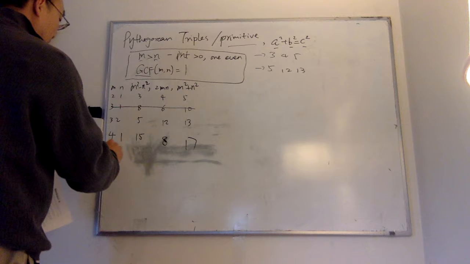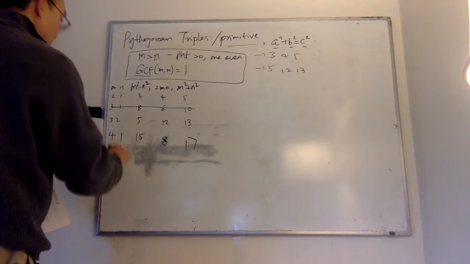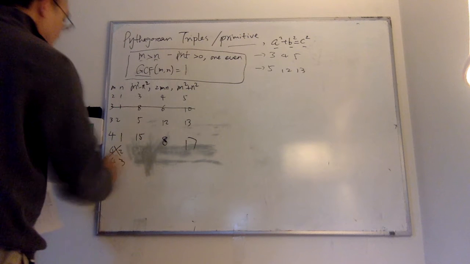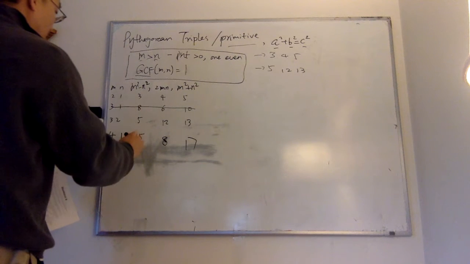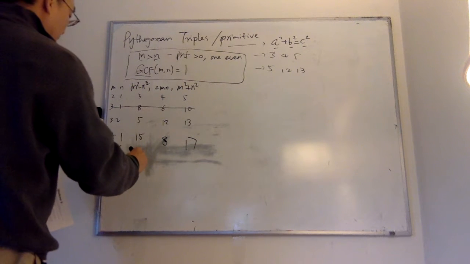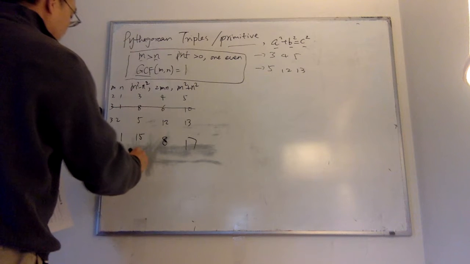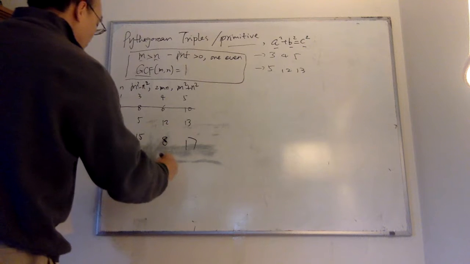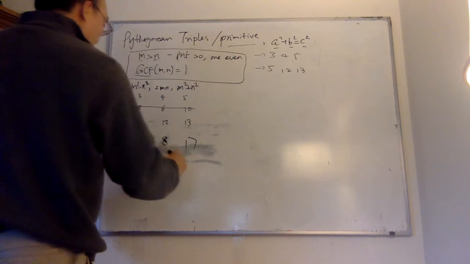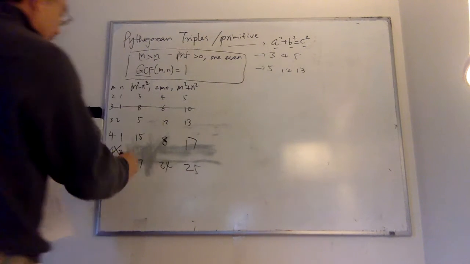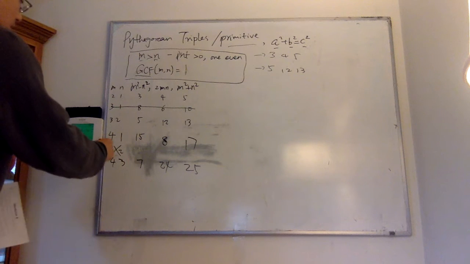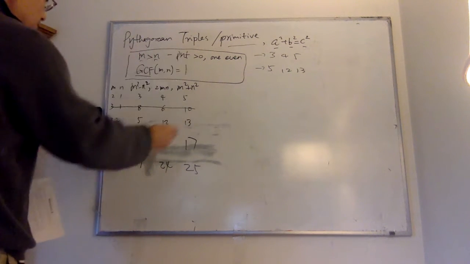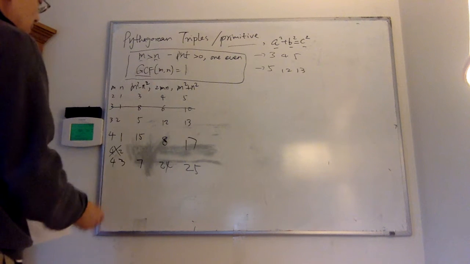And 4 and 2 cannot be considered because they have to be relatively prime. So you can consider 4 and 3 then. 16 take away 9 is 7, and 2mn is 24. And this gives 25. So 7, 24, 25. These give a series of the primitive Pythagorean triples.